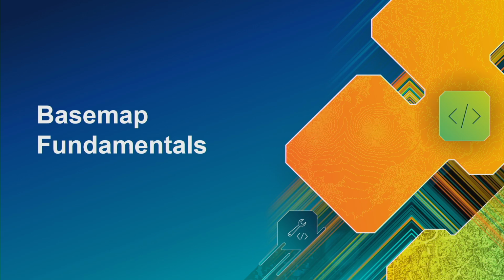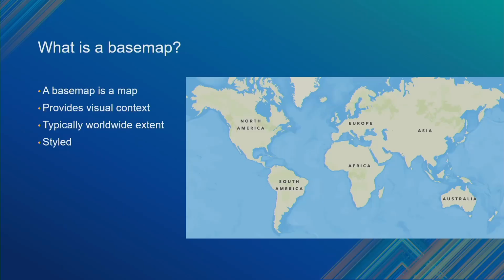All right. So let's start off by just talking about the fundamentals of a basemap, starting with what even is a basemap. This is a word you'll be hearing a lot today. In essence, a basemap is really just a map. It provides geographic and visual context for your applications, and it typically has a worldwide extent, meaning that you could get data for any place in the world from a basemap. And importantly, it's also styled.